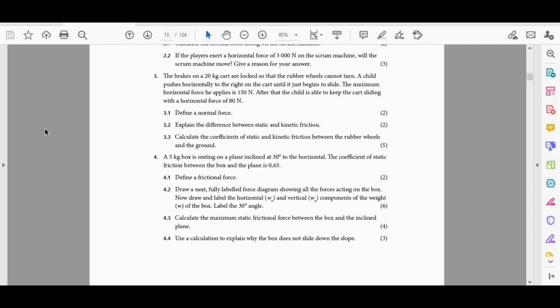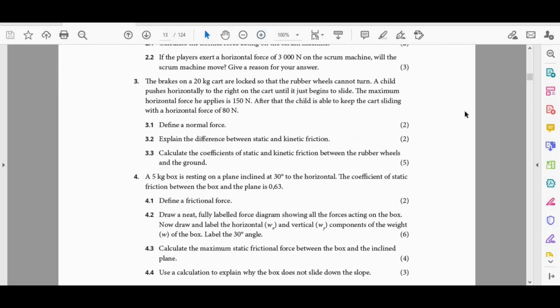Let's look at question 3. Now, question 3 is a little longer. And as we can see, question 4 also gets slightly longer as well. No longer 2 questions now. We get to about 3 or 4. So question 3 says the brakes on a 20 kilogram cart are locked so that the rubber wheels cannot turn. A child pushes horizontally to the right on the cart until it just begins to slide.